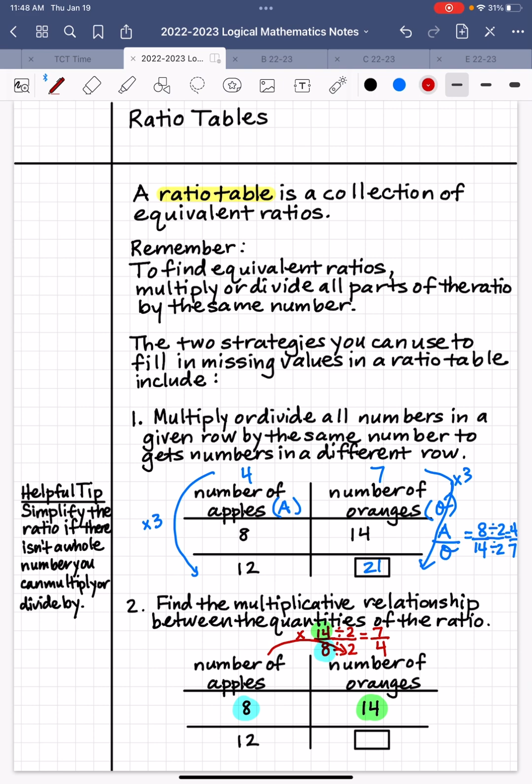Anytime you want to figure out what you're multiplying by, take the number that you want to get to and divide it by the number that you start with. One more time. So I'm going to point this out. Take the number that you want to get to and divide it by the number that you started with.